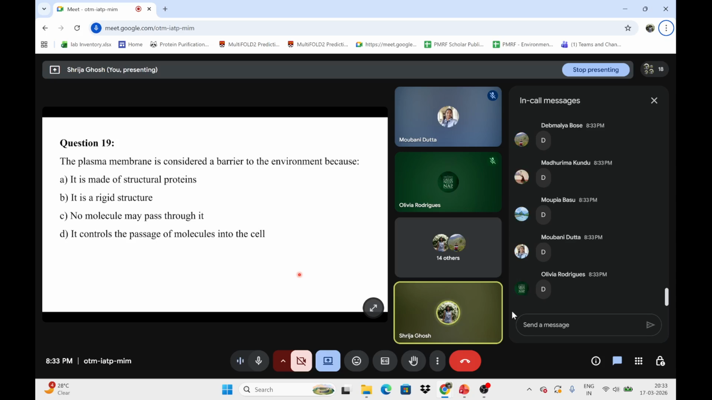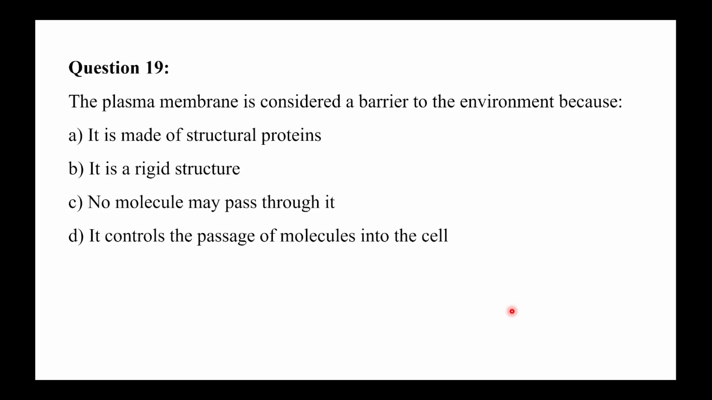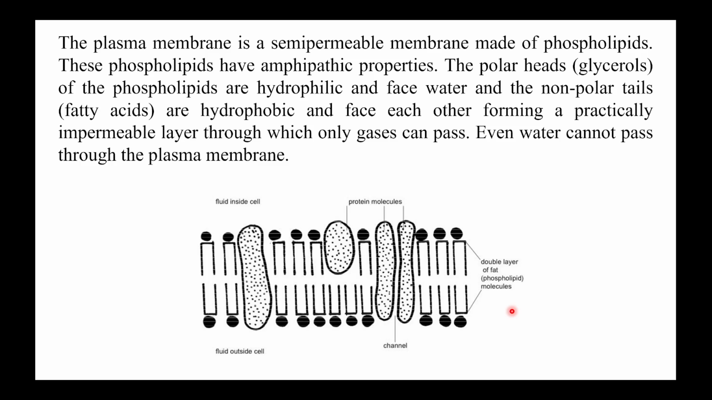Most of you have answered option D. Let's see, that is the correct answer. So the plasma membrane is considered a barrier to the environment because it can control the passage. It is called a semi-permeable membrane. It allows certain molecules while blocking others. Only the molecules that are needed by the cell are allowed to enter the cell. The rest of the molecules are not allowed to enter. So it is a semi-permeable membrane and it is made of phospholipids.